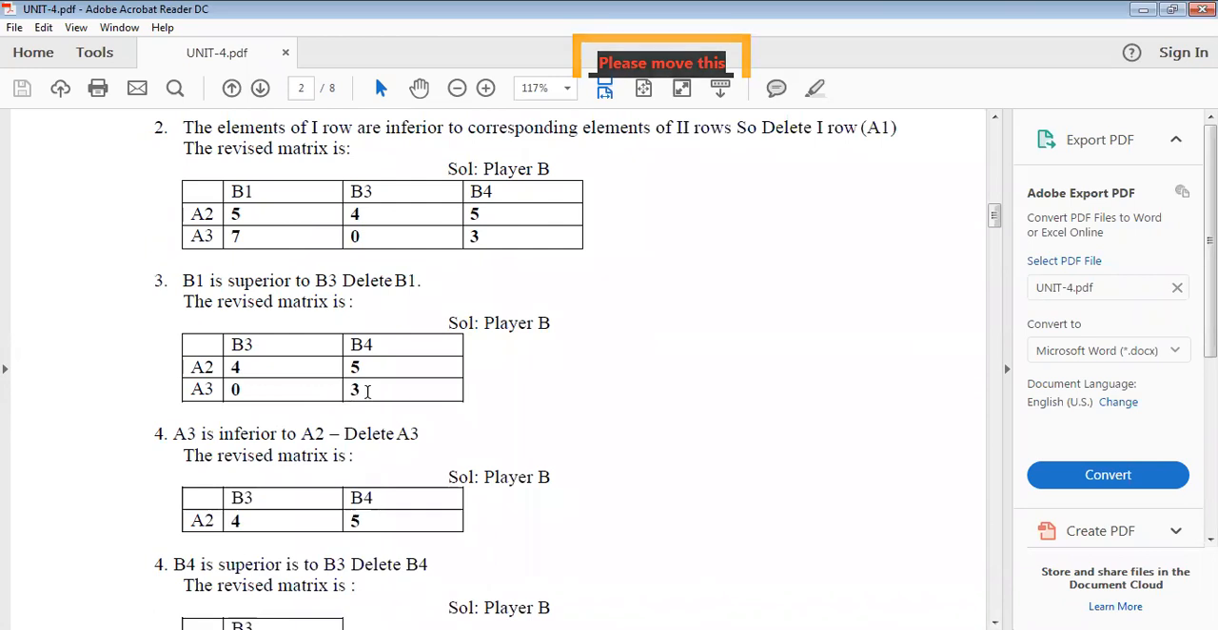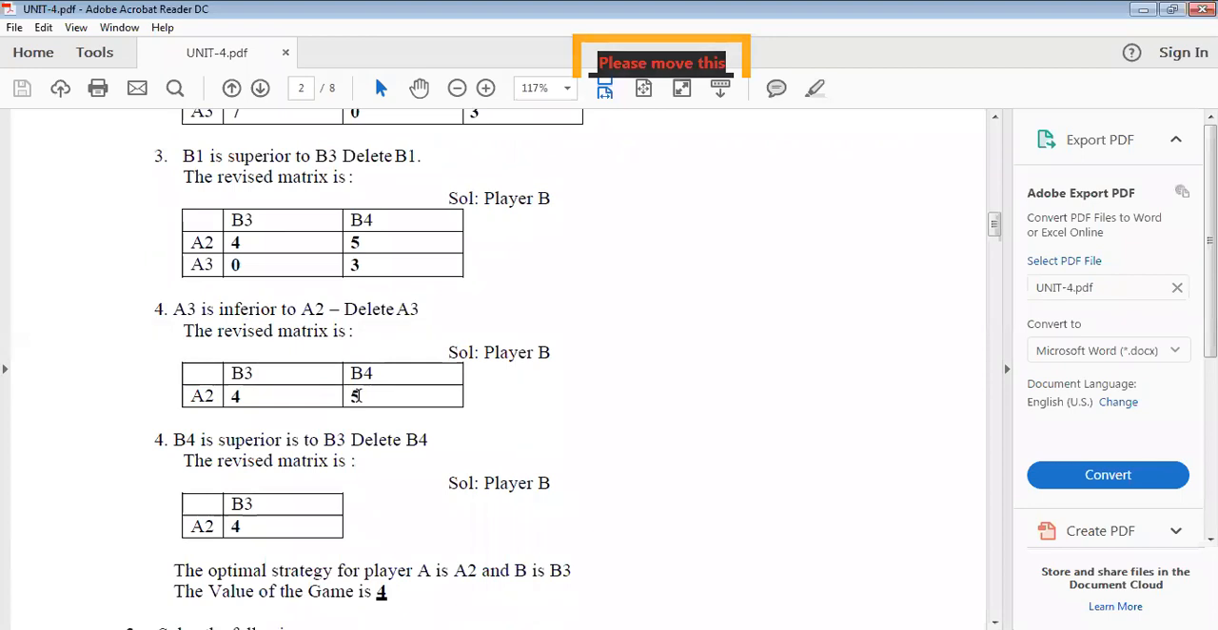4, 0 and 5, 3 are left. Again, if you check row wise, A3 is inferior. When you compare, 0 is less than 4, 3 is less than 4. Row wise, column wise, row wise, column wise, like that you have to proceed. So 0, 3 will go out automatically. Finally, you are left with 4, 5. And 5 is dominating, so 5 will go out automatically. 4 is left out.